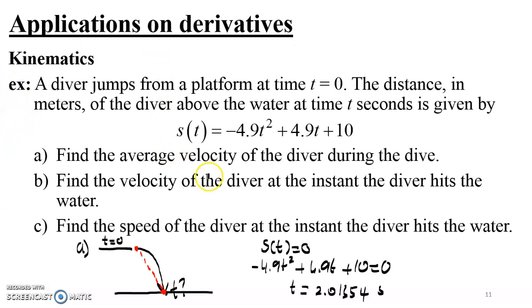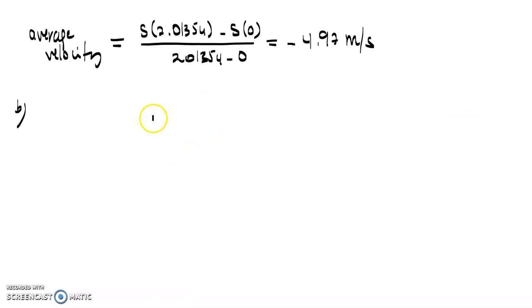However, for part B, they're asking for the velocity of the diver at the instant the diver hits the water. Now, we're no longer interested in the average velocity over this whole period of time. I'm just interested in the velocity the moment he hits the water, which is at t equals approximately 2.01. So, in fact, that is referred to as the instantaneous velocity, and as explained in the previous lesson, instantaneous velocities are represented by the derivative of the function at that specific point.